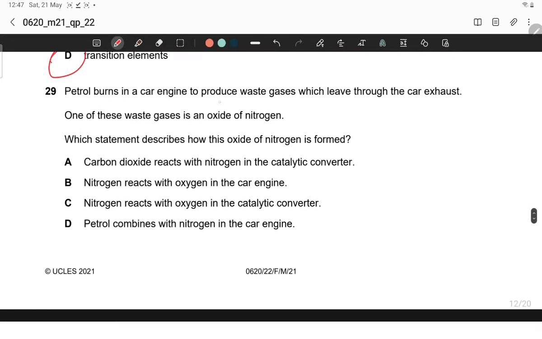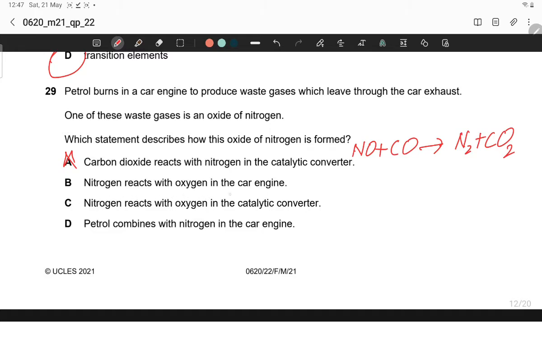Petrol burns in car engines to produce waste gases which leave through the car exhaust. One of these waste gases is an oxide of nitrogen. Which statement describes how this oxide of nitrogen is formed? Carbon dioxide reacts with nitrogen in the catalytic converter. No, carbon dioxide is formed because this is the catalytic reaction, N2 and CO2. So this is incorrect.